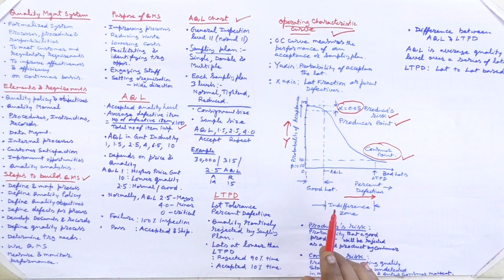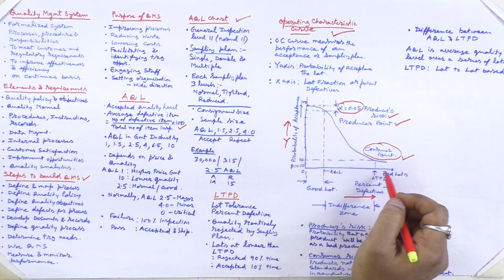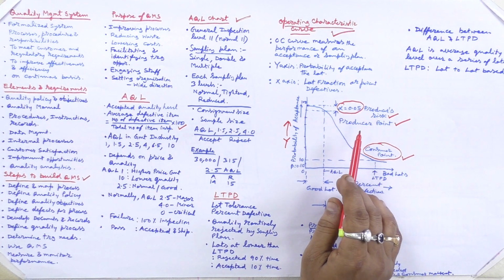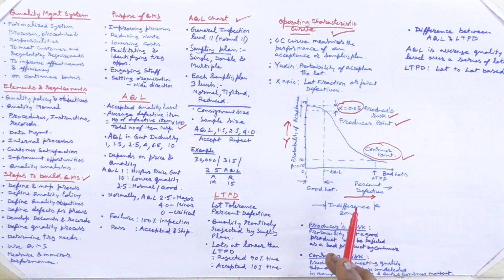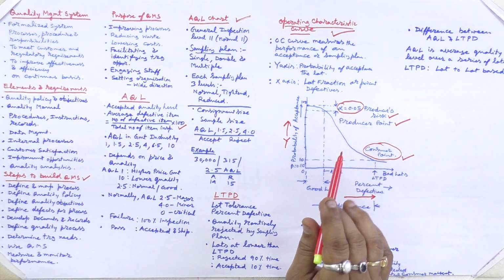Now what happens in the producer risk? What do we mean by the producer risk? Producer risk is nothing but the probability that a good product will be rejected as a bad product by the consumer. So when that probability is there, we call it the producer risk. As per this operating characteristics curve, what is drawn here is very minimal, around 5% producer risk in this product. So here the probability that a good quality product will be rejected as a bad product is very low.